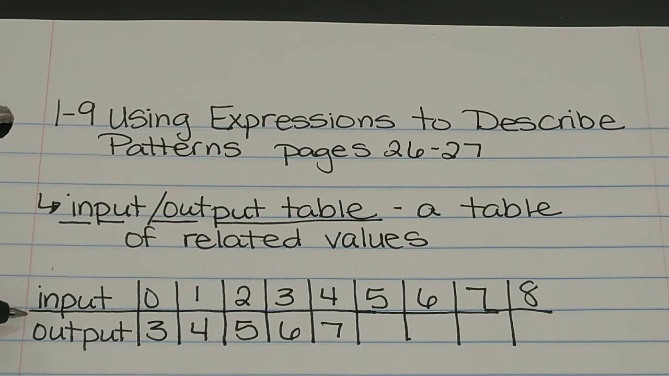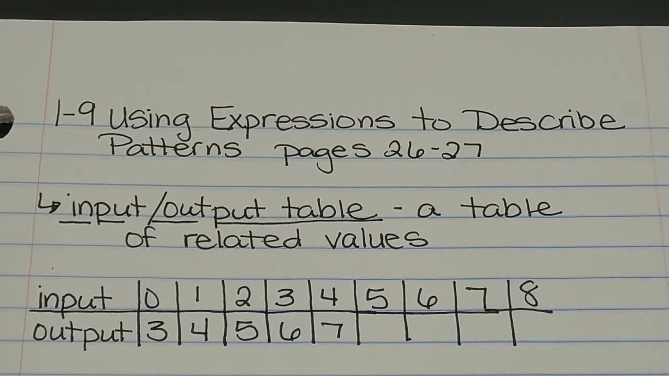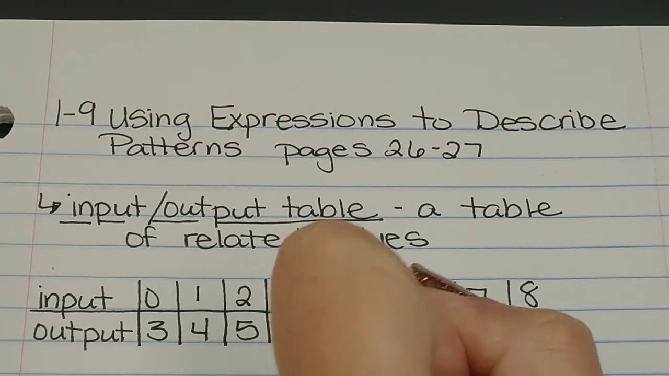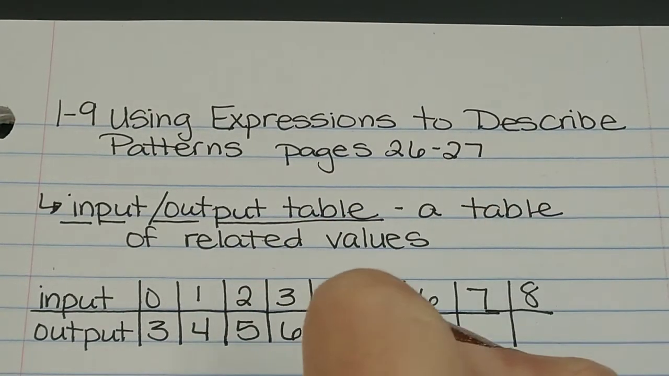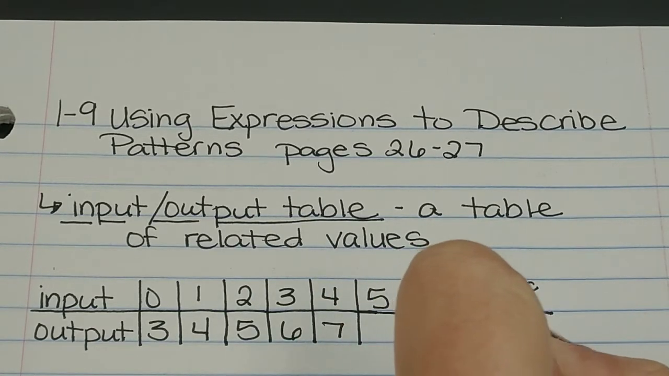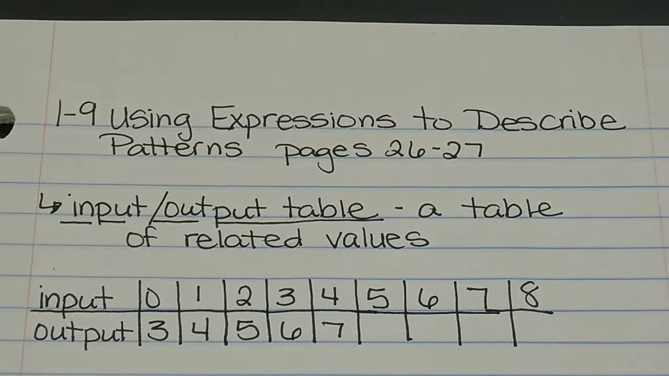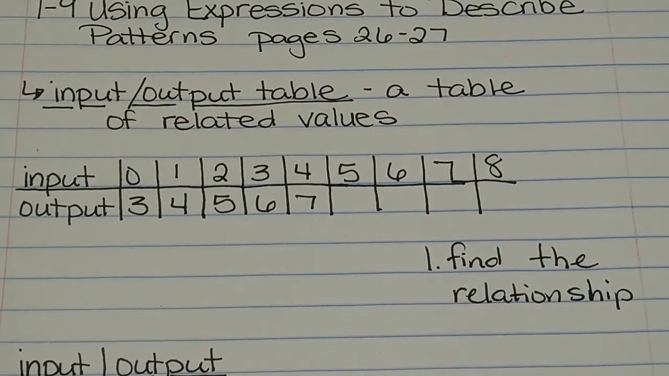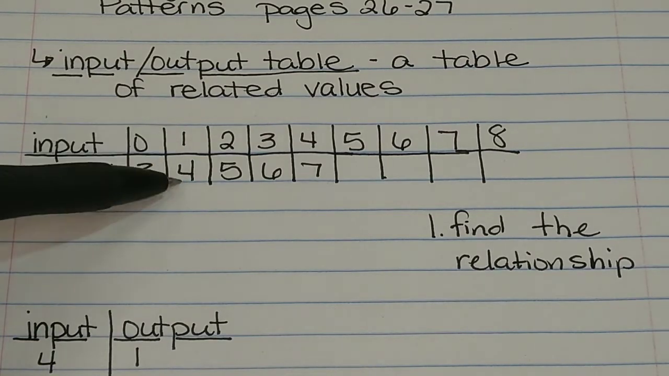The first thing we need to do is find the relationship between the numbers that we are seeing. So again, step 1 is first find the relationship. And what does that mean? That means to say, how are each of these numbers related? Is there a pattern?